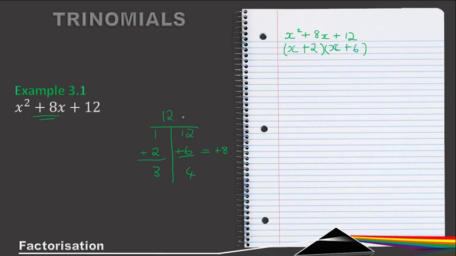Okay, so just to recap, we took the 12 and we broke it up into its factors, and then we looked at the plus 8, and we decided which one of the factors, if we add them, can give us this second term's coefficient. So let's look at a following example.